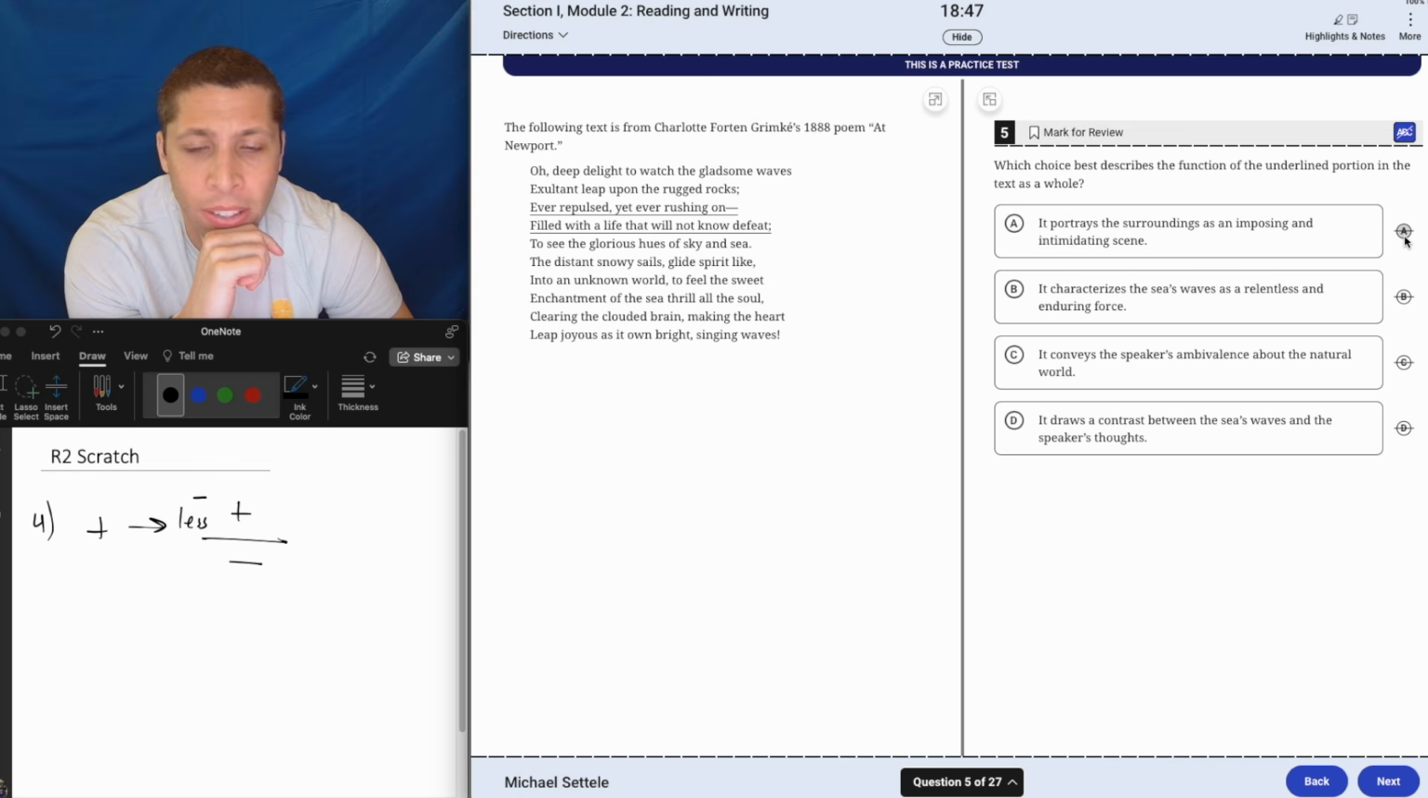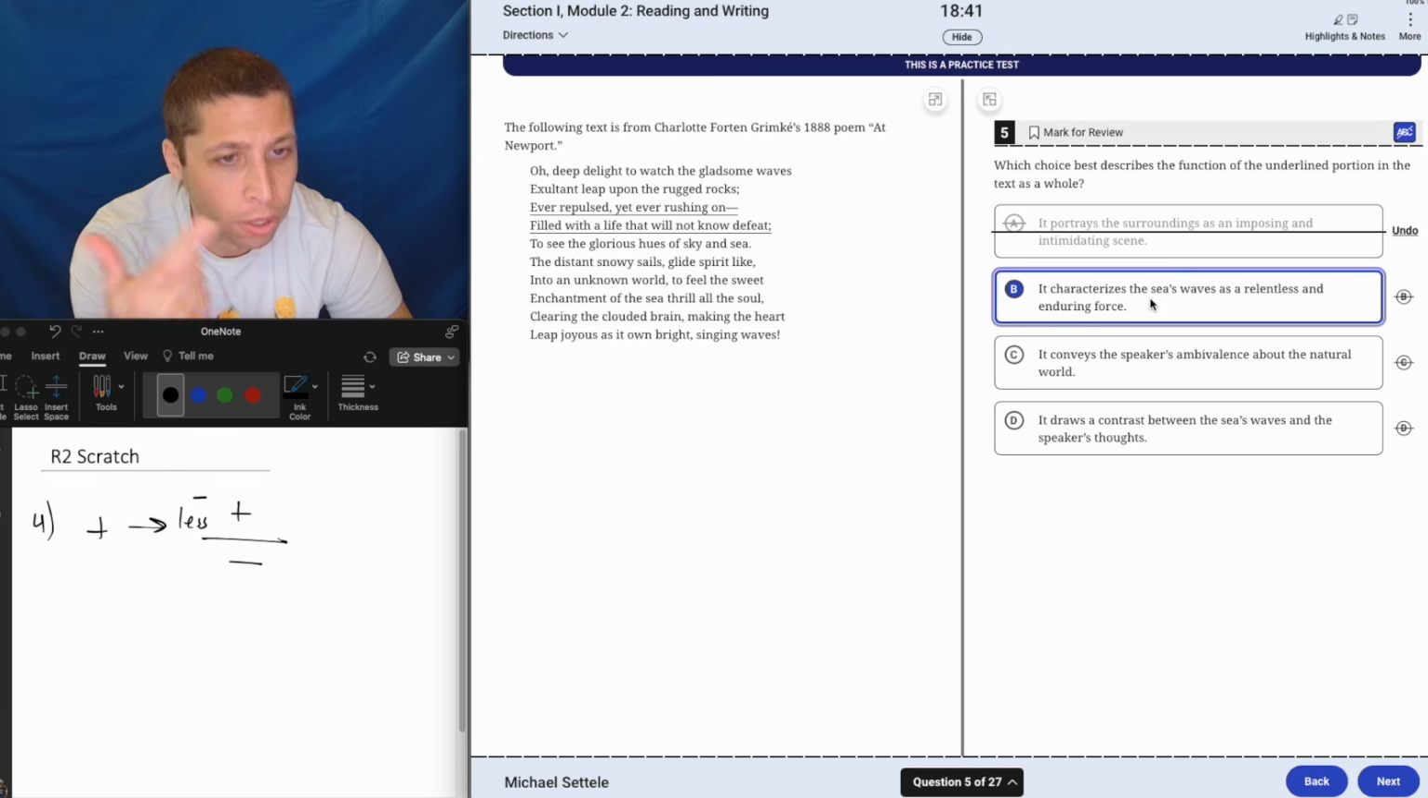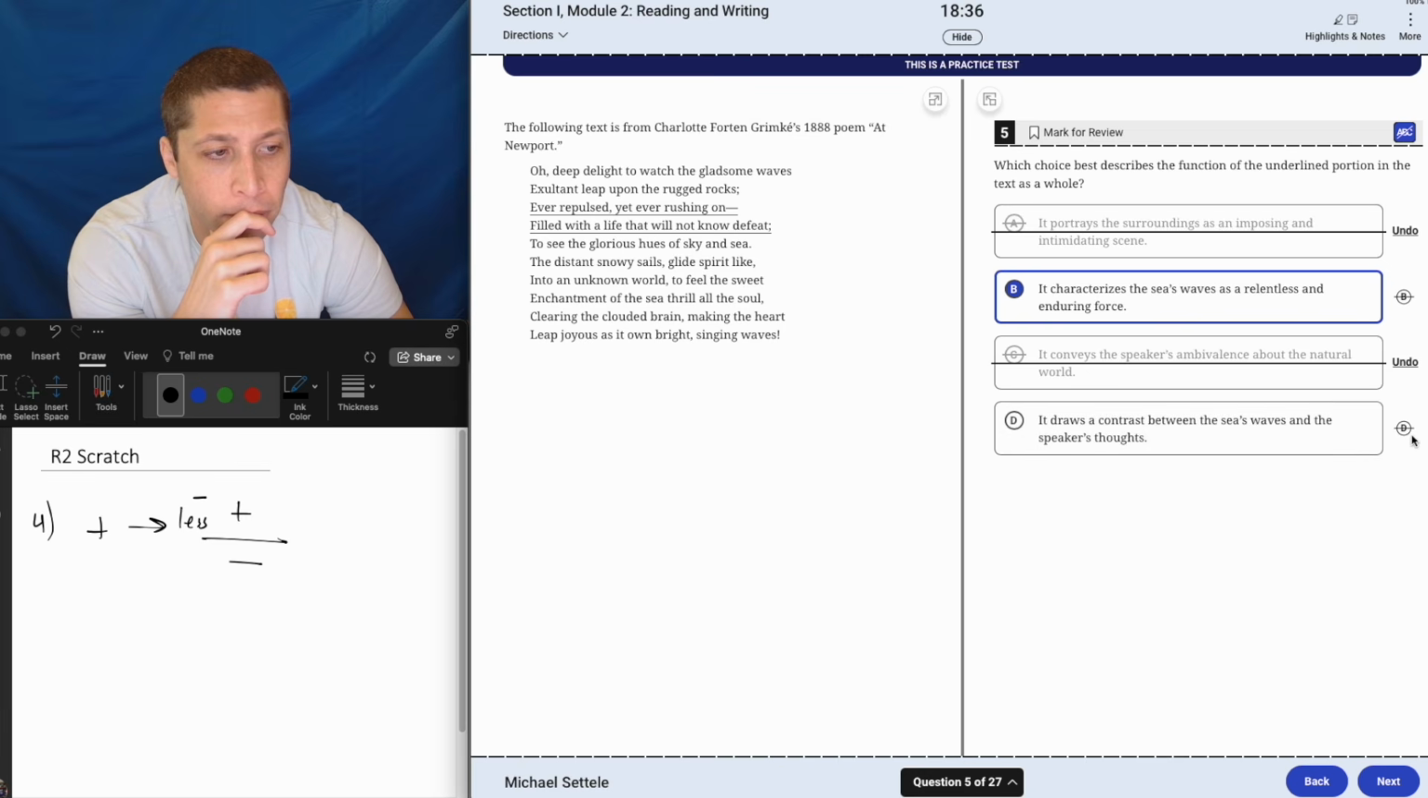Okay. It portrays the surrounding as an imposing and intimidating scene. It sounds very negative. It doesn't feel negative to me. Right? And will not know defeat. That sounds pretty good. It characterizes these waves as relentless and enduring force. Ever repulsed. Will not know defeat. Yes. It conveys the speaker's ambivalence. No. It draws a contrast. No.